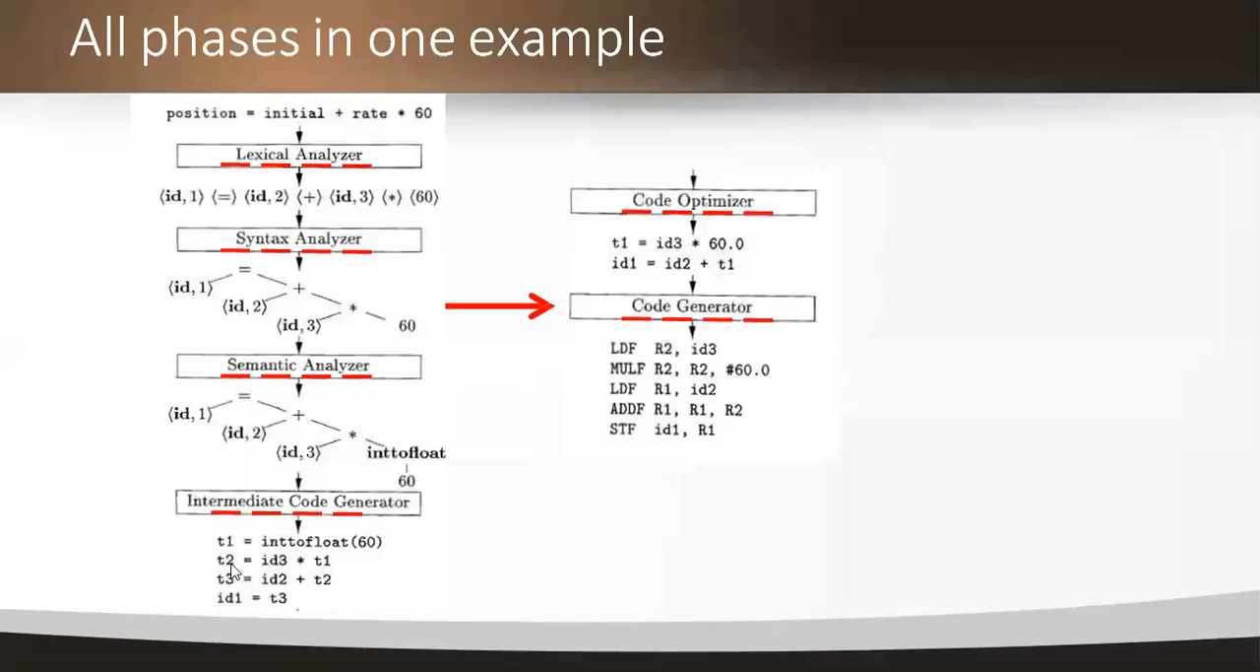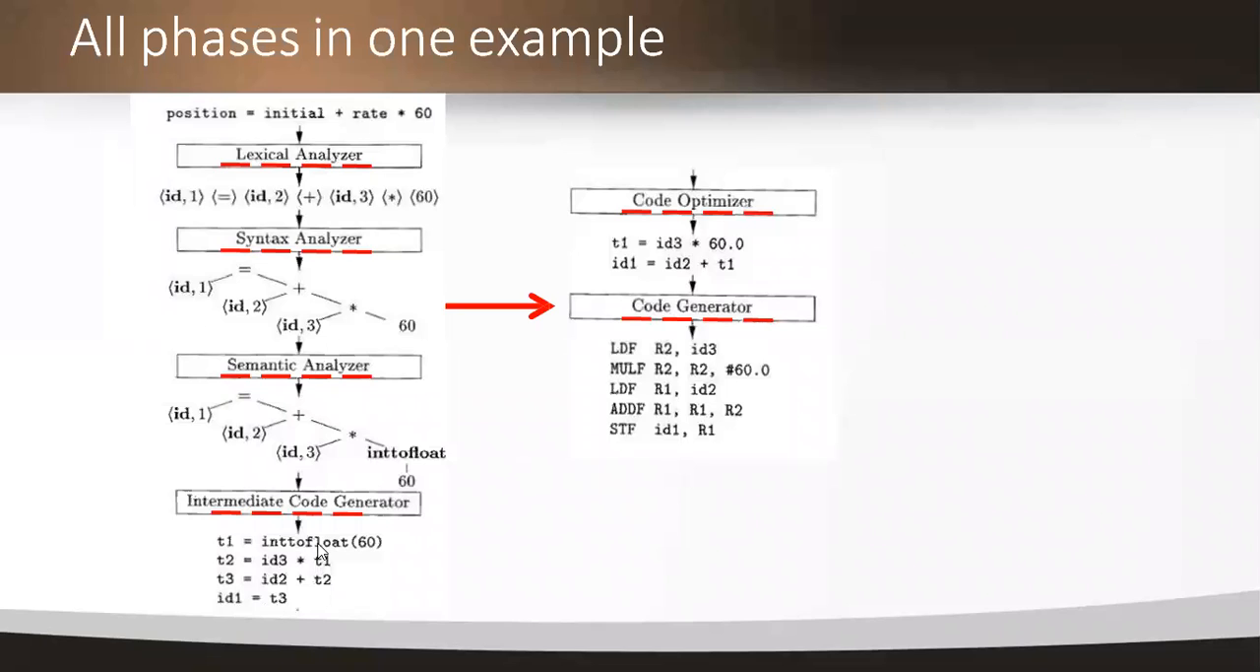And now T3 is id2 plus T2, since id3 into 60 is already stored in T2. So id2 plus the temporary storage T2. Finally, id1 is equal to the last temporary variable, T3. So id1 is equal to T3.